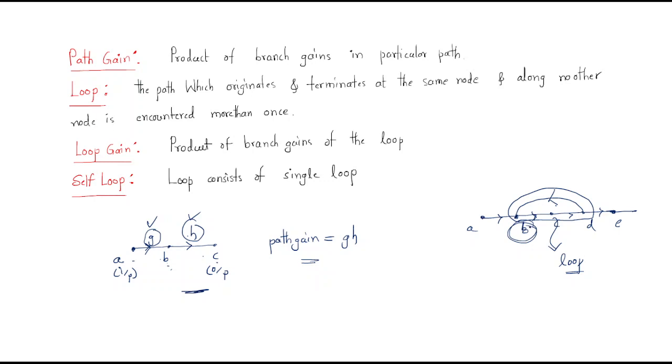No other node is encountered more than once along the way. Look at here, in this, B is available only one time, C also, D also is available only one time. That is called the loop.